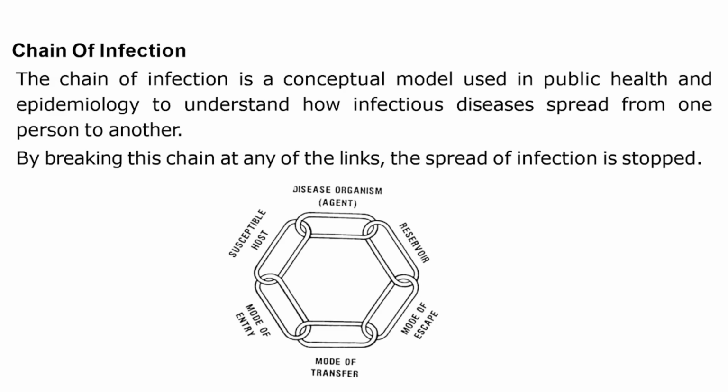As you can see, there is a diagram in which all the elements are interconnected to one another, like the disease organism or agent, which is a specific microscopic pathogenic agent. Then reservoir, then mode of escape, the other one is the mode of transfer, then mode of entry, and the susceptible host. Now we can discuss these elements one by one.